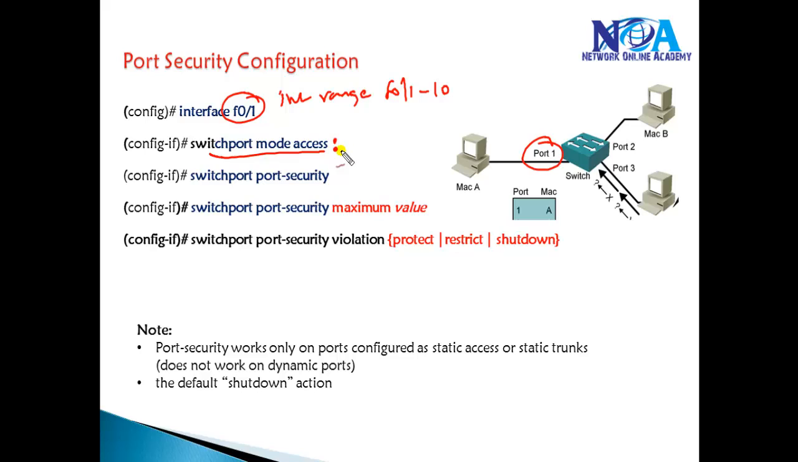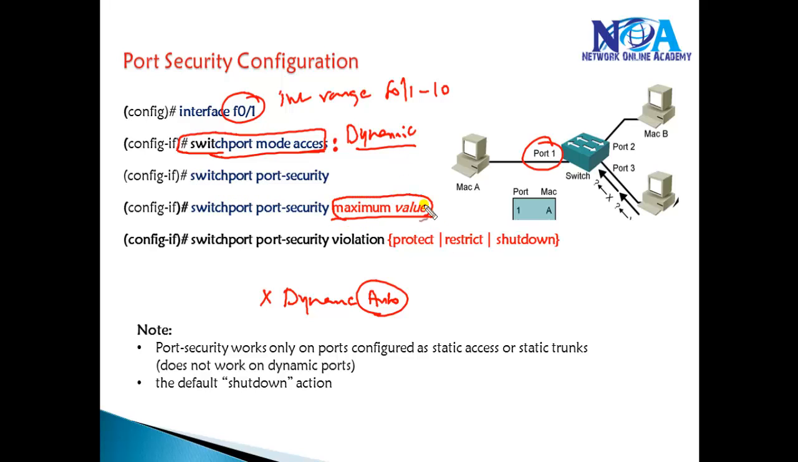Now the port security feature is not going to work if your port is in dynamic desirable or dynamic auto mode. And mostly on the switches, the port will be in dynamic desirable or auto mode, auto being the default mode. Port security is not going to work there. So we need to ensure that the particular port is either an access port or a trunk port. Okay, so we can define the maximum number of MAC addresses. Like in my example, I'm going to define a maximum of 3 MAC addresses that can be learned on this particular port.